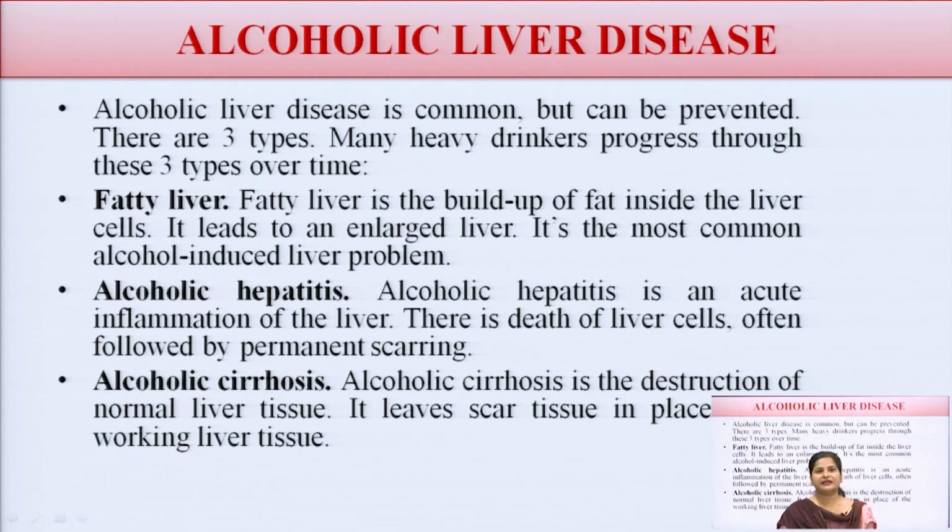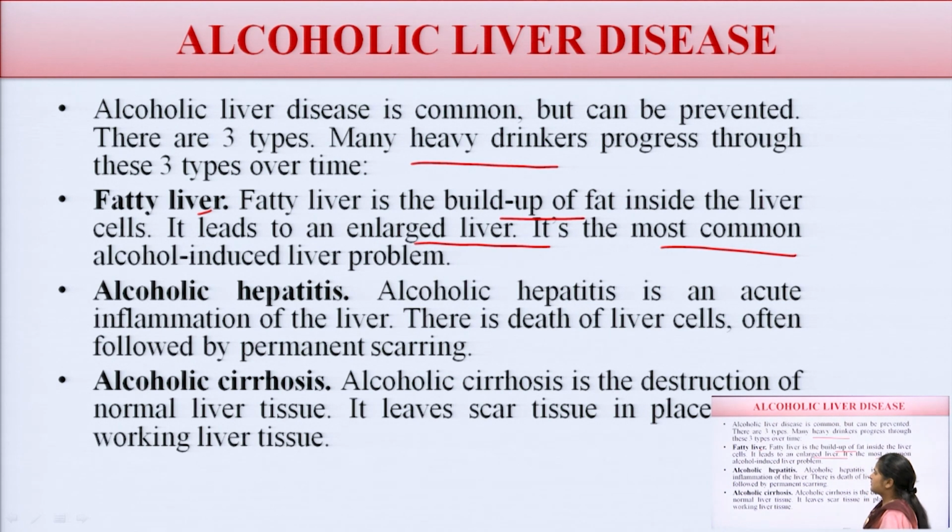There are 3 types of alcohol liver disease, and many heavy drinkers progress through the 3 types over time. The first cause of this alcoholic liver disease is the fatty liver, right. Fatty liver is the buildup of fat inside the liver cells, which leads to enlargement of the liver, that is hepatomegaly, and this is the common alcohol-induced liver problem.